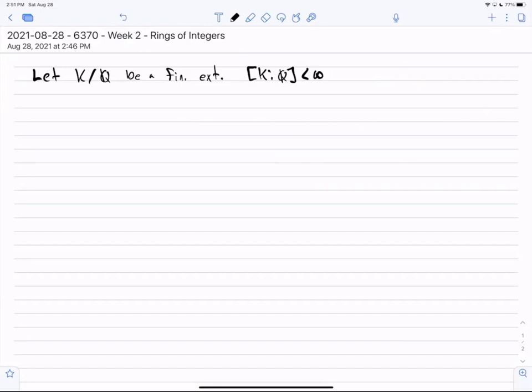Then I'm going to define O sub K to be the set of elements a in K such that the minimal polynomial has coefficients in Z. The minimal polynomial is the smallest degree monic polynomial satisfied by that element a. I'm denoting it M sub a, and I'm asking that it have coefficients in Z. That's what we're going to mean by the integers.